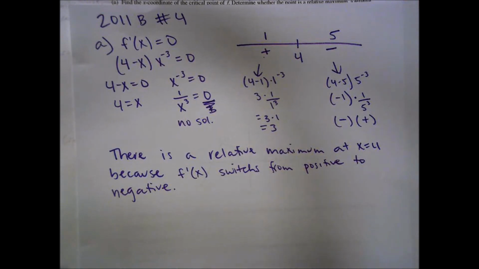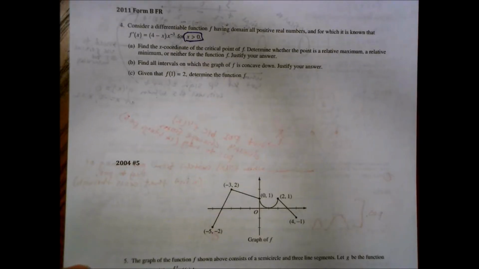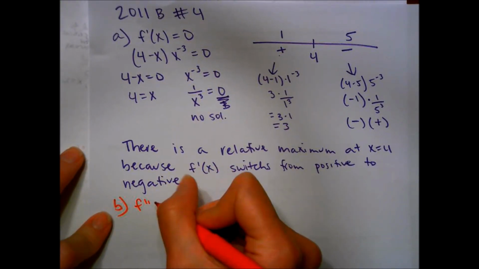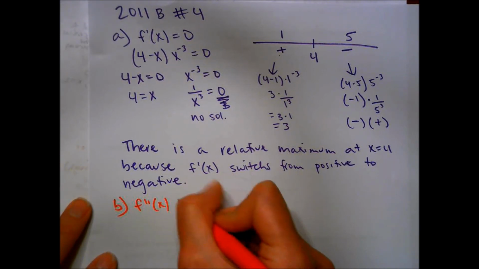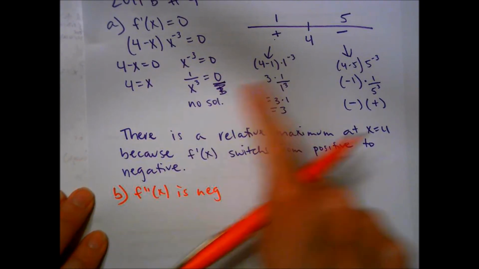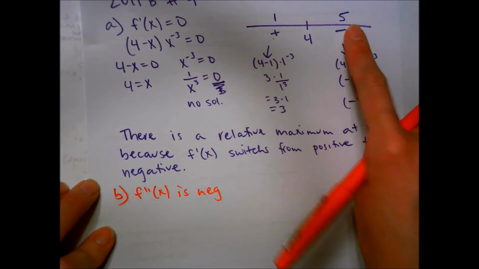Okay, so then part B says find all intervals on which the graph of f is concave down. So how do we know when it's concave down? That is when f double prime of x is negative, right? That's what we're looking for. So you have to do the same process, but you use f double prime and then create a sign chart, and you're going to see when it's negative.